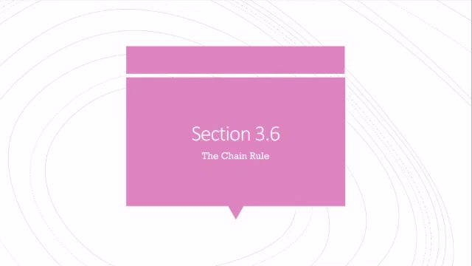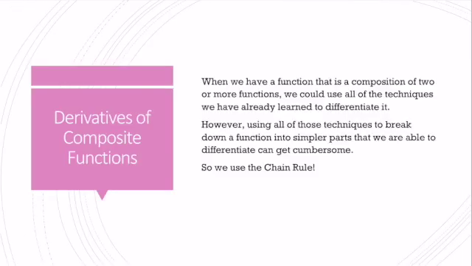So the next thing we need to talk about is the chain rule. This is going to be another one of our derivative rules. When we have a function that is a composite of two or more functions, by composite function I mean f of g of x, we need to use all the techniques we've already learned to differentiate it. We could. However, that would make our function break down and it would get really cumbersome. So we have a shortcut, and that is the chain rule.